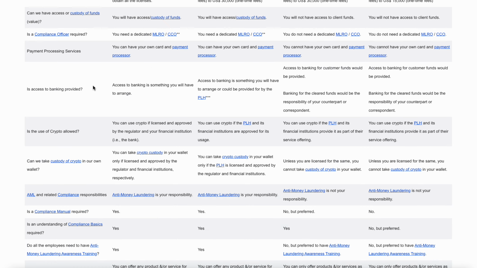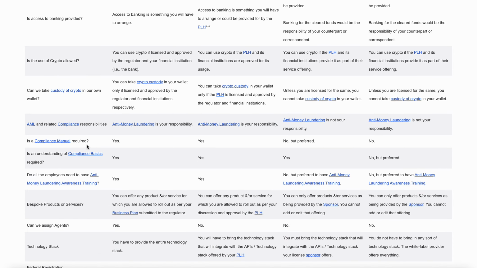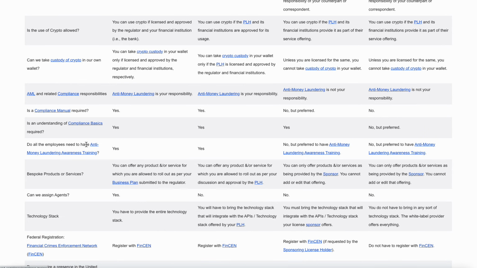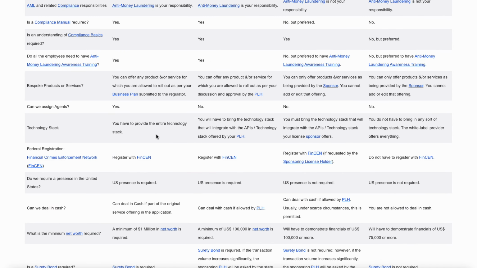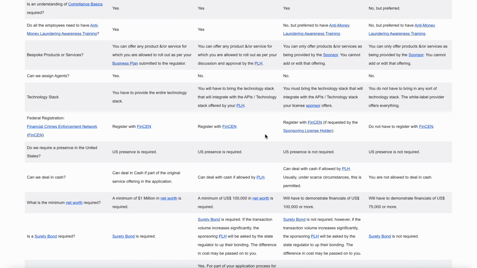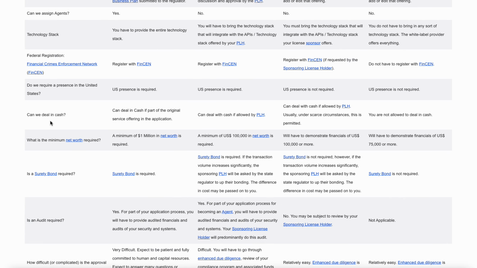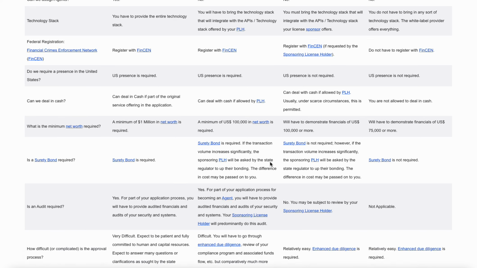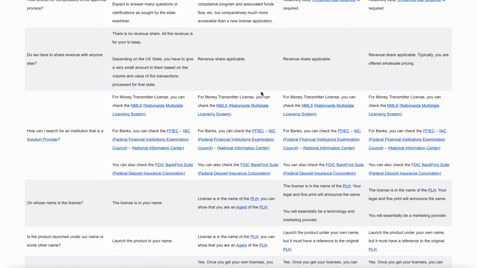Is access to banking provided? Is a compliance manual required? Do all employees need to have anti-money laundering awareness training, etc.? Is the technology stack provided for? Do we have to register with FinCEN? Can we deal in cash? Is surety bonding required? And then, we have all this information.